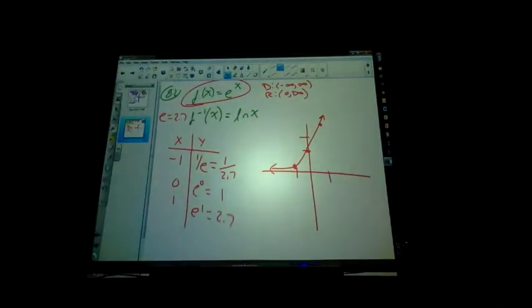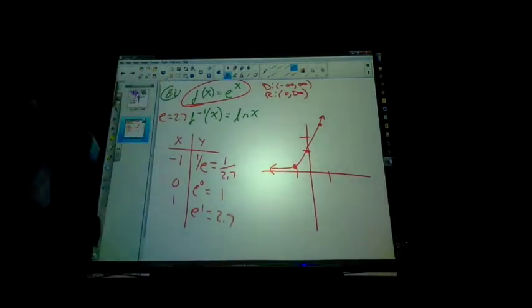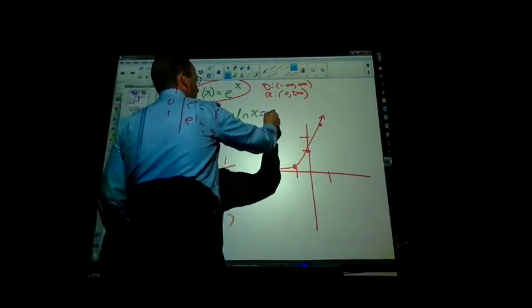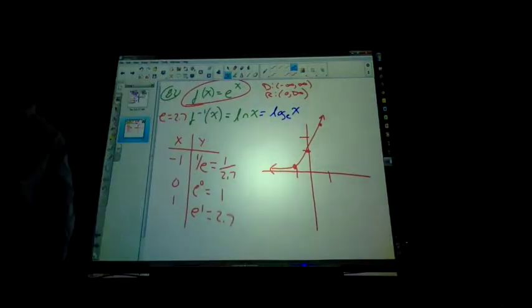So then we have to get into natural log. How would you do a natural log without a calculator? Natural log is the same as what log? Log base what of x? Log base e of x. So you have to know that this is the same thing as log base e of x. That's the definition of natural log.